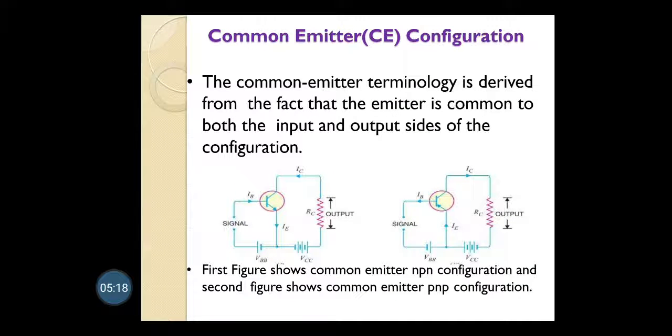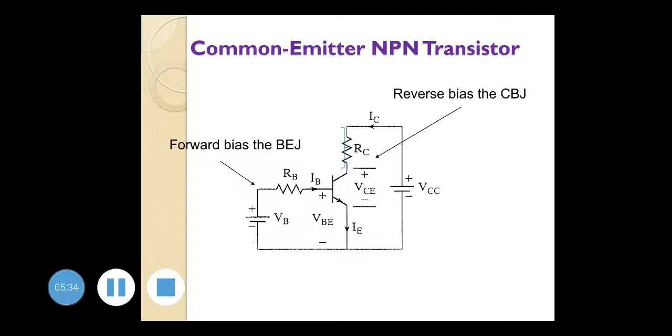So this is what you have to understand. This is the biasing. Voltage sources we have already connected. We have used the common emitter configuration, and we have even used an NPN transistor. So now we will see the proper circuit diagram here.